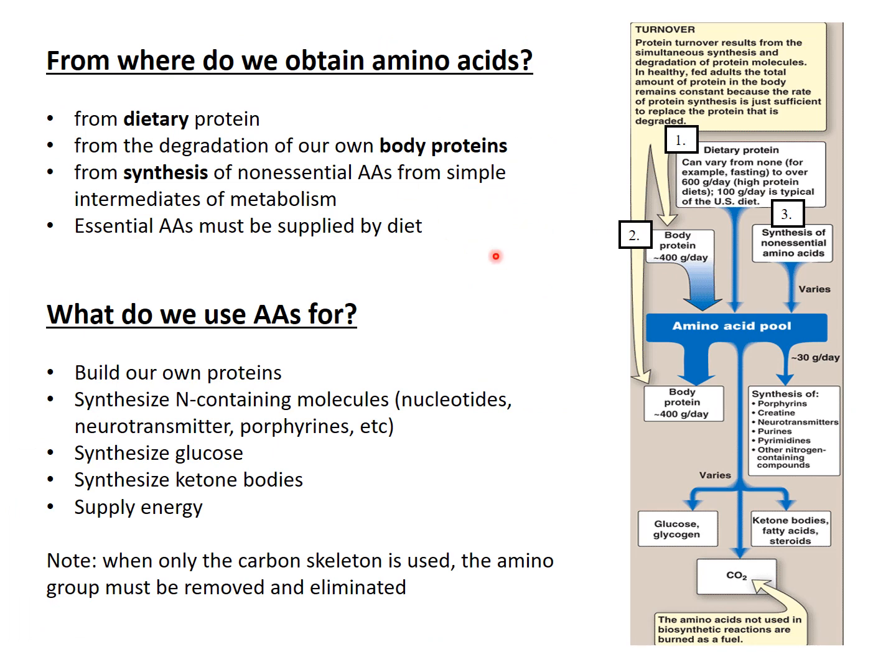So where do we get these amino acids? Of course, the major source is dietary proteins. We need to take up dietary proteins. However, and I cannot emphasize it enough, our proteins are in constant turnover, which means that degradation of our own proteins also supplies amino acids, and these amino acids will be either utilized by the body or eliminated. We can synthesize non-essential amino acids, but we cannot synthesize essential amino acids.